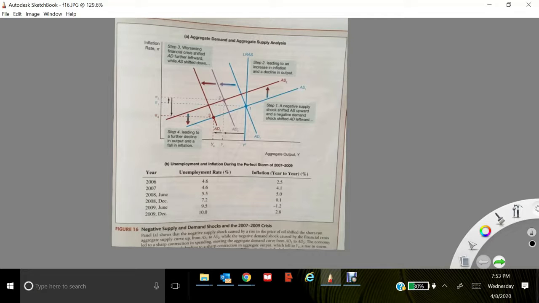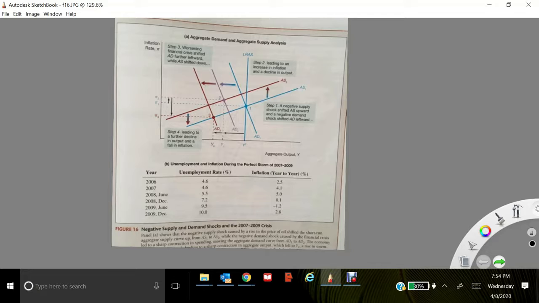Finally we can look at a couple historical examples of negative supply and negative demand shocks, okay? So for example, from 2007 to 2009, the Great Recession, the bursting of the housing market bubble, okay?